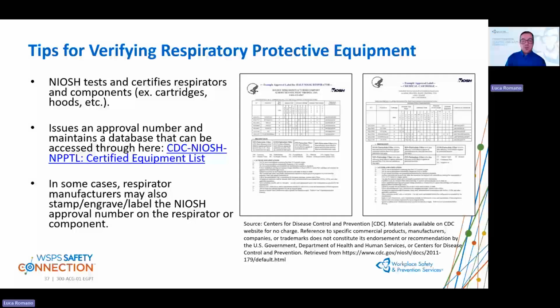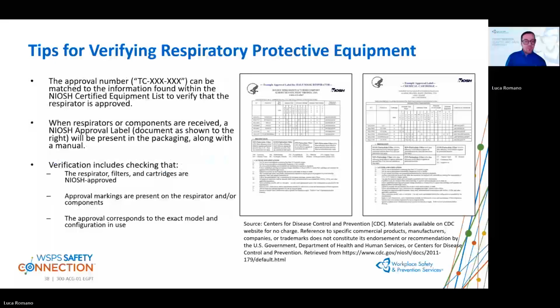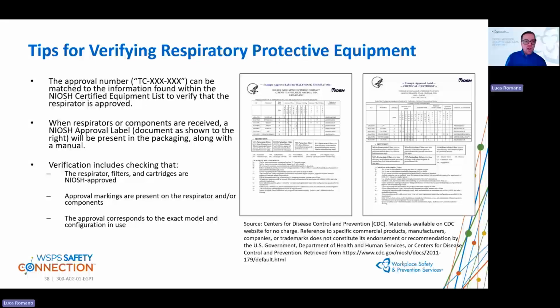A simple example is a respirator cartridge. There may or may not be an engraving on it, but there will be paperwork that comes with the filter, similar to what you see on the screen here. I'm not sure how well everybody can see it, but it lists the approval numbers and shows that, as an example, this half facepiece respirator has this approval number, and it's approved with these types of filter cartridges as well. The approval number is often a TC number with NIOSH equipment, and you can match that to the certified equipment list. It should be present with the packaging, as I mentioned.